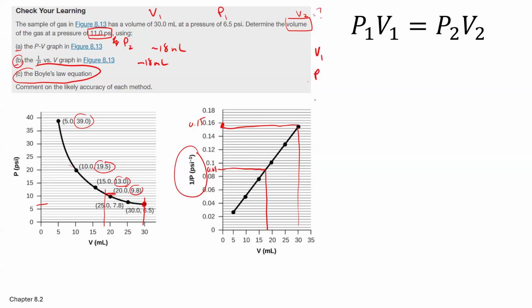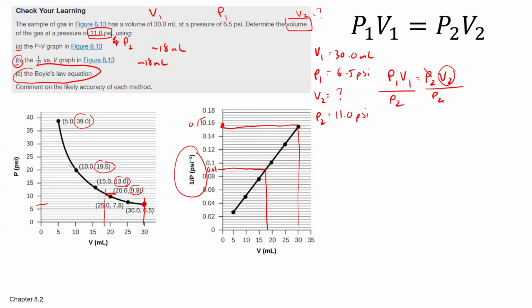V1, P1, V2, P2. Let's write the numbers down. 30.0 mils. Pressure is 6.5 psi. V2 is what we're looking for. 11.0 psi is what we have for our P2. All right, P1 V1 equals P2 V2. We're trying to isolate V2. Divide both sides by P2. P2 cancels out.